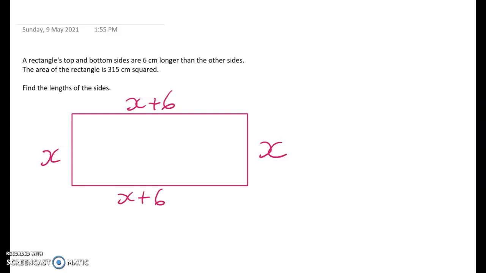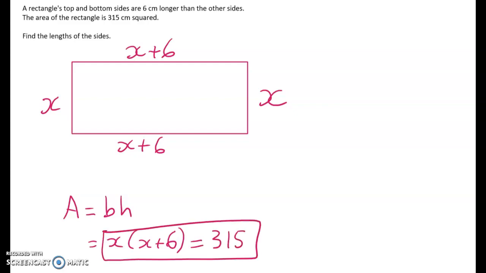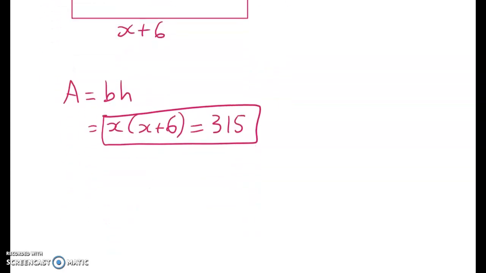We know that the area of the rectangle is 315 centimetres squared. So the area of a rectangle is the base times the height. Now we're going to substitute in our values or our variables. So our area is going to be x times x plus 6, and we know that that area is 315. Okay, so this is the equation that I want to solve. And you can see we've got a very simple quadratic. So x squared plus 6x equals 315.